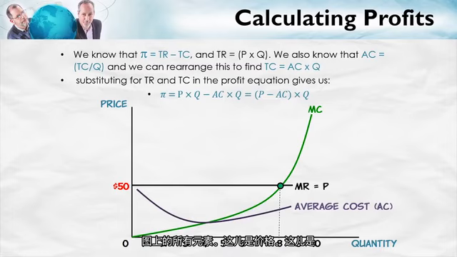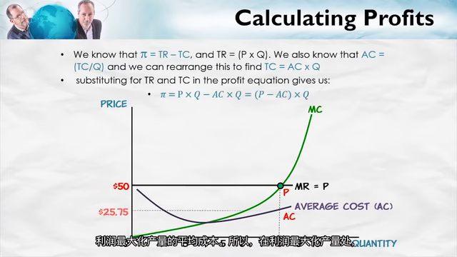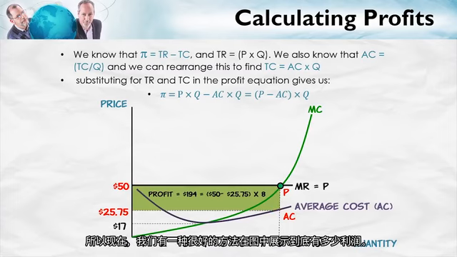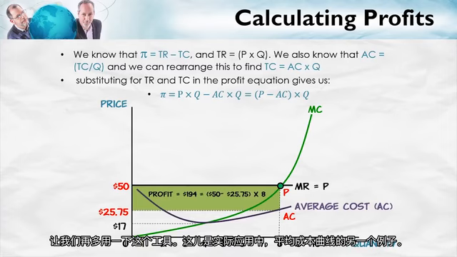Here's the price. Here's the average cost at the profit maximizing quantity. Let's just show that. There's the price. There's the average cost at the profit maximizing quantity. So profit at the profit maximizing quantity is this green area right here. Price minus average cost times quantity. So now we have a nice way of showing in a diagram exactly how much profit is.